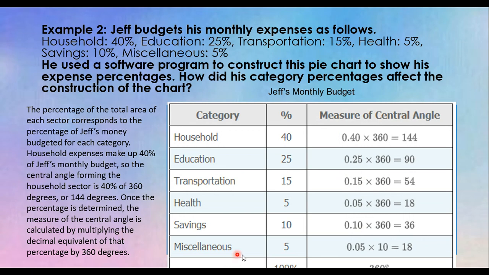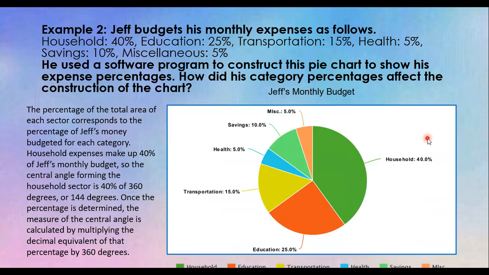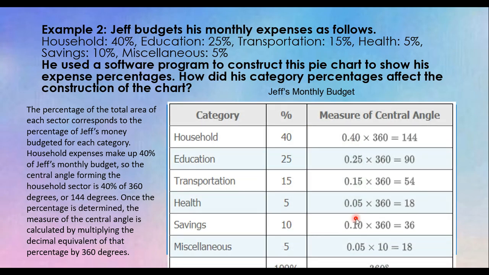And this is kind of a little breakdown. So, right, household is 40%, 0.4 times 360, that gave us 144 degrees, which matches how big this piece of green pie is, right? Education is 25%, 0.25 times 360, that's 90 degrees, a right angle. Transportation is 15, and so on and so forth. And notice that all of these angles add up to 360, properties of circles, right? And all of these percentages add up to 100, which is how you have to break down your budget.